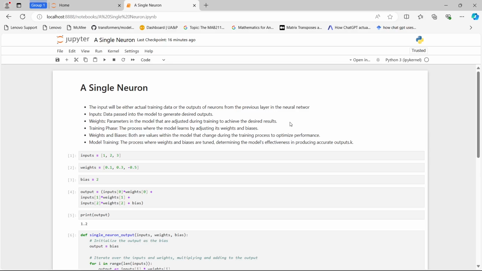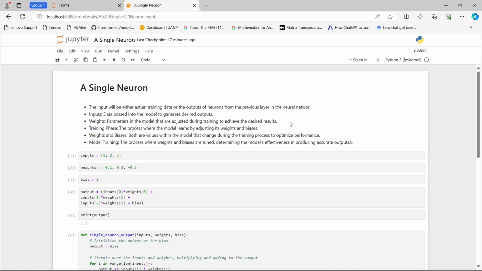So basically, that's how it works on a higher level. Inputs are the data passed into the model to generate the desired outputs. Then we have the weights, parameters in the model that are adjusted during the training to achieve the desired results. In a way, the bias is also a weight because it is adjusted as we tune the model to arrive at certain desired results.